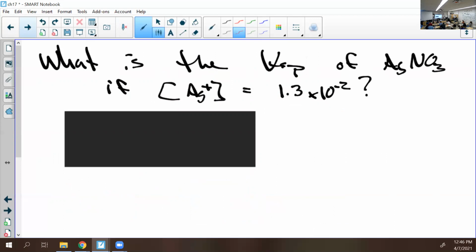Okay, this is the other direction around. What is the Ksp of silver nitrate if the concentration of Ag plus is 1.3 times 10 to the negative 2?